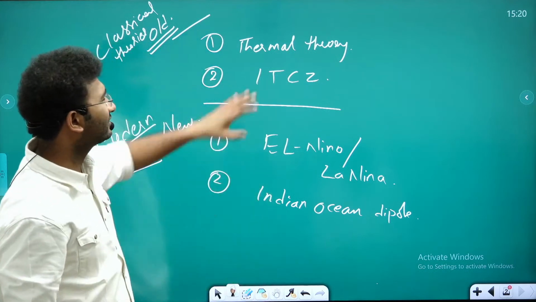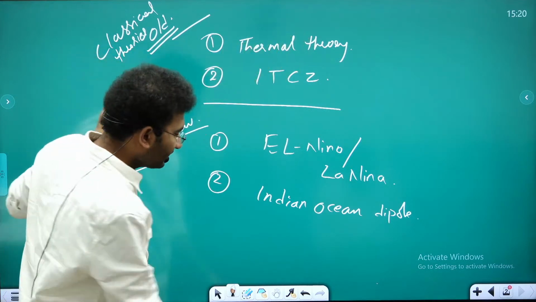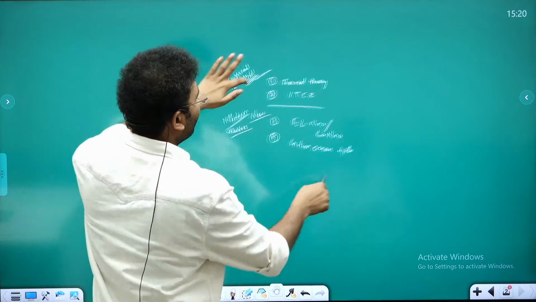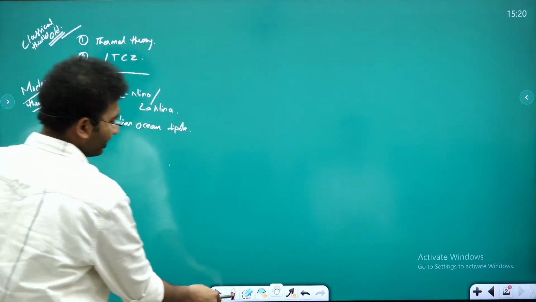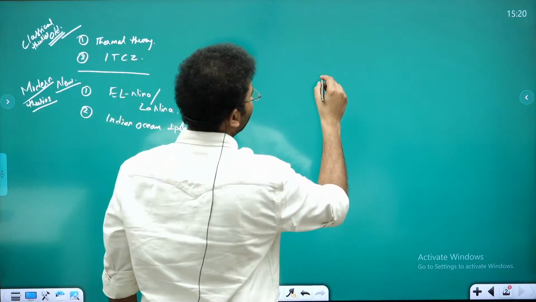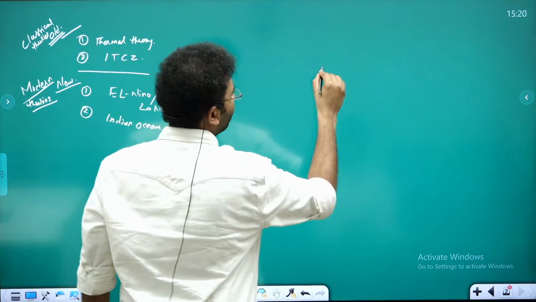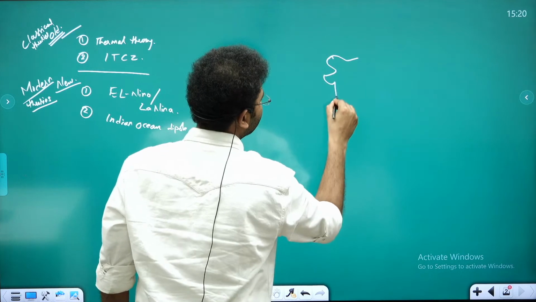Now coming to the first theory, the thermal theory. See, the thermal theory says that water gets heated at a different time and the land gets heated at a different time. If you take India, imagine our India, it is like this.